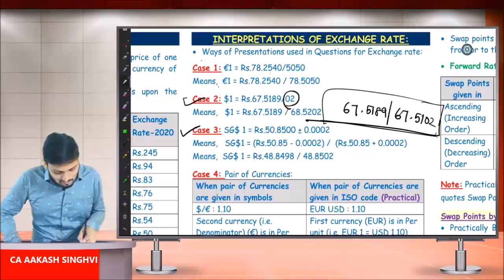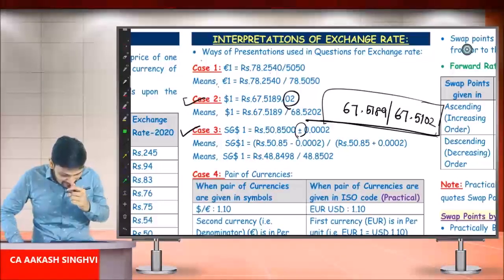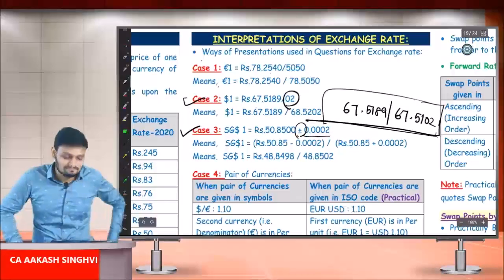50.8500 plus or minus. So sometimes they will also give you like this. Plus or minus 0.0002. Okay.